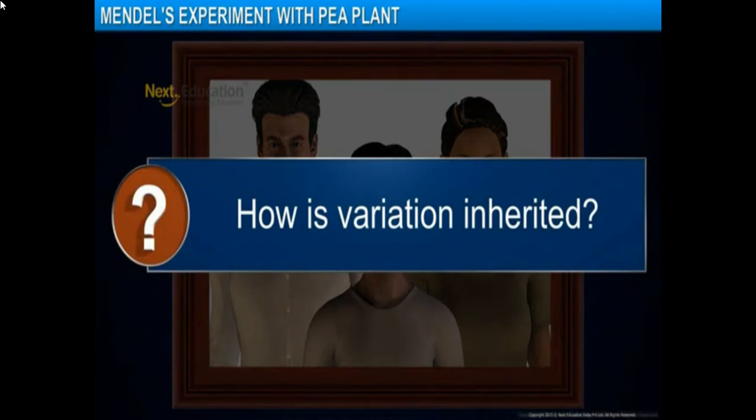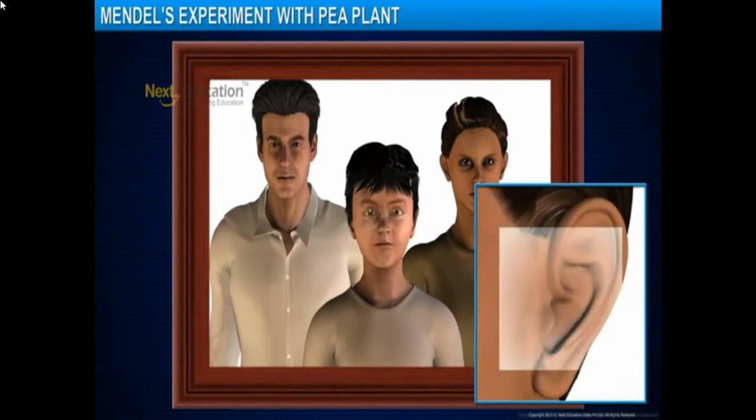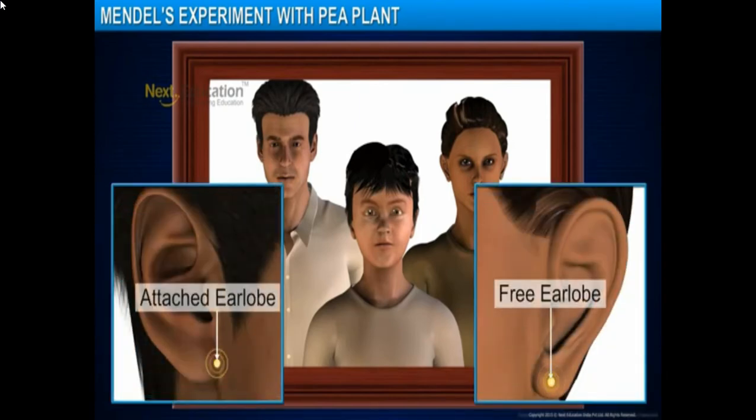How is variation inherited? Let's see how the variation takes place and how the variation is inherited from one generation to another. The human population has two variants of earlobes. Some have free earlobes, while others have attached earlobes. A particular mechanism is responsible for such variations.